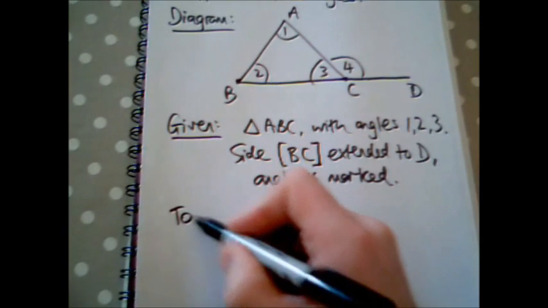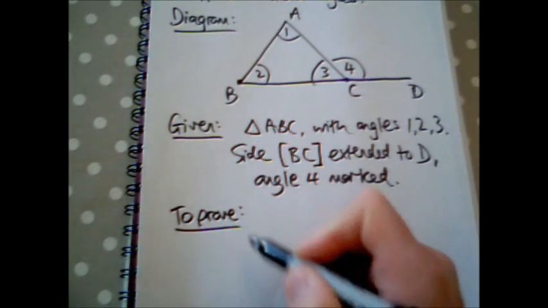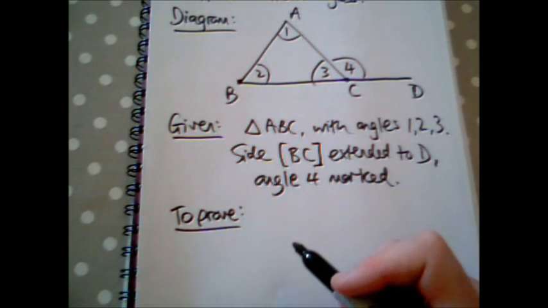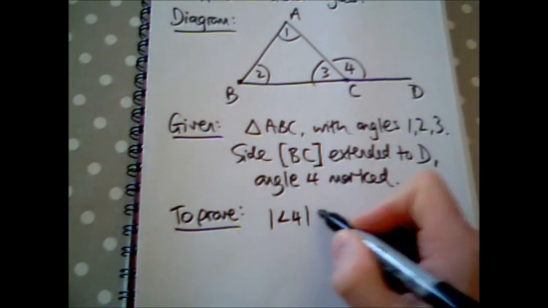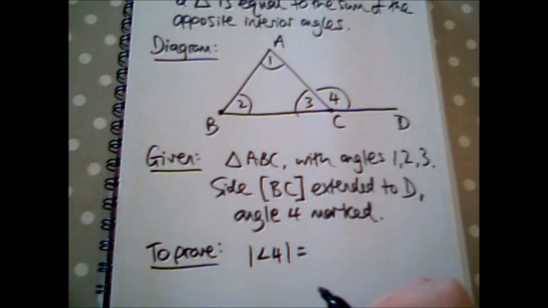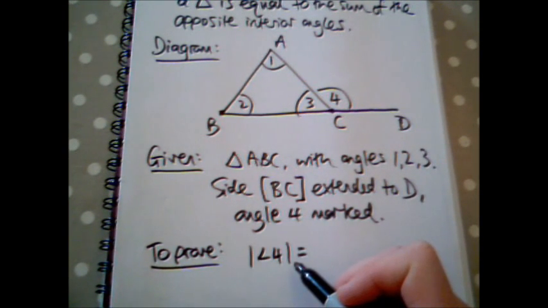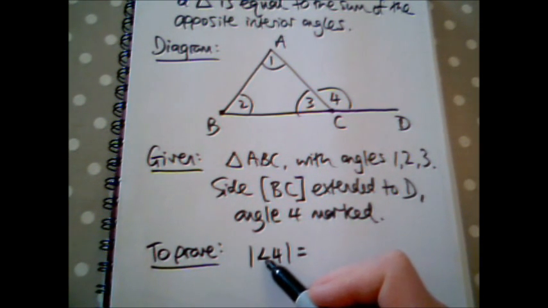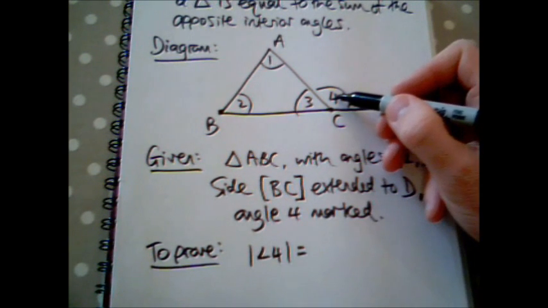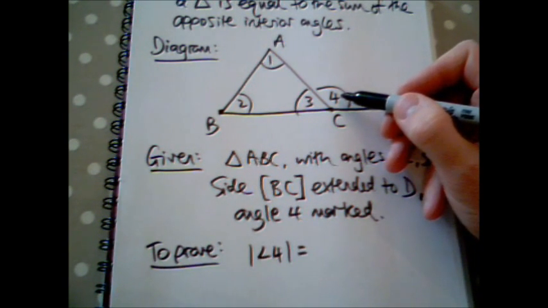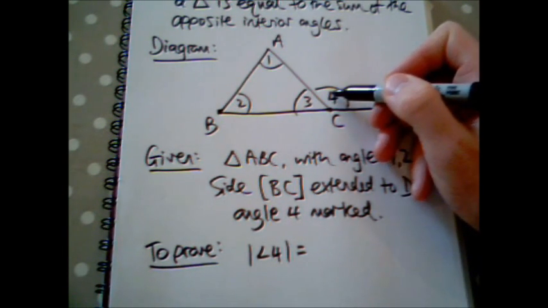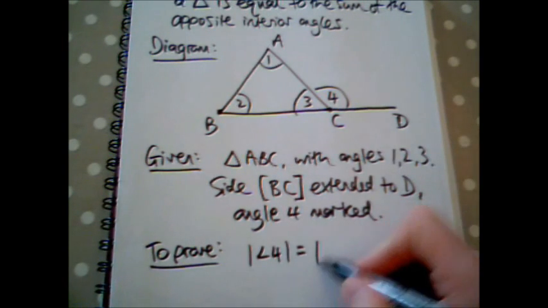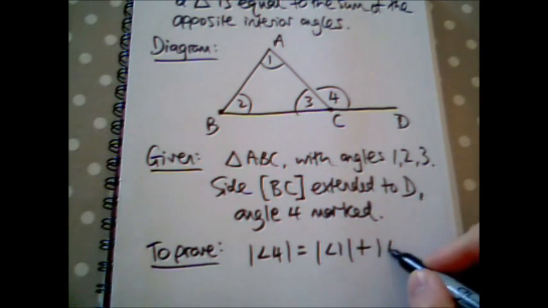To prove, so what we want to prove is that the exterior angle, so let's say number 4 here, so the measure of the angle 4, remember those two lines mean the size of, so the size of the angle 4 is equal to the sum of the opposite interior angles, so you don't include this one here. So the ones that are opposite this are 1 and 2. So 4 equals 1 plus 2.